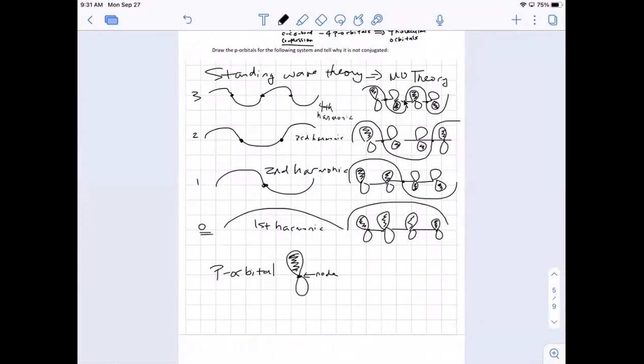And all of this is possible because of conjugation. Right, that 4-pi system is for a conjugated diene. Those 4 p orbitals act as a unit. They work in concert with one another because of that overlap between those 2 middle orbitals.